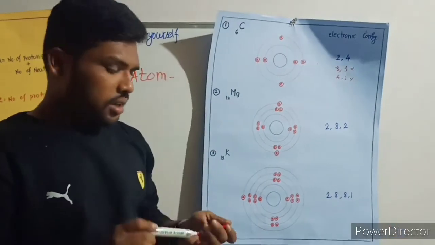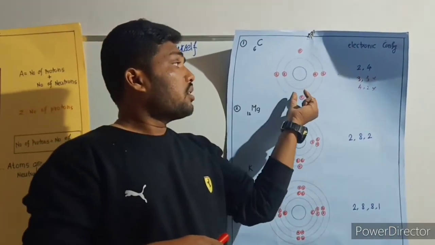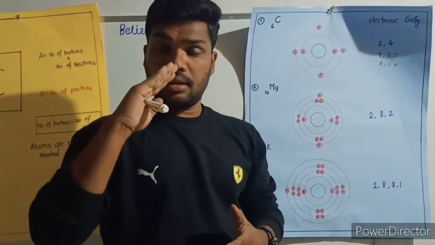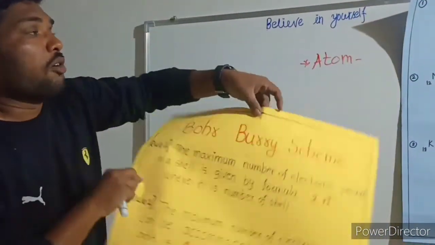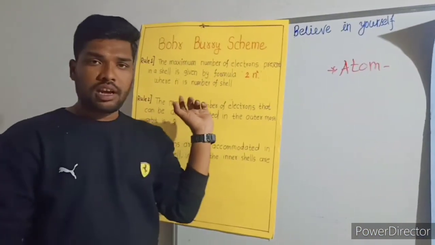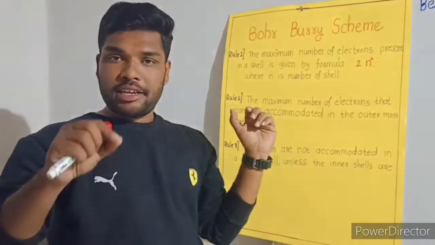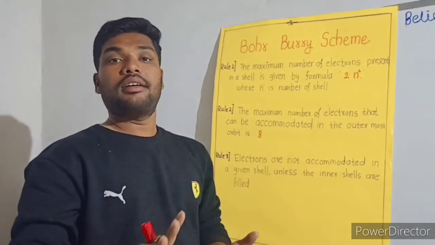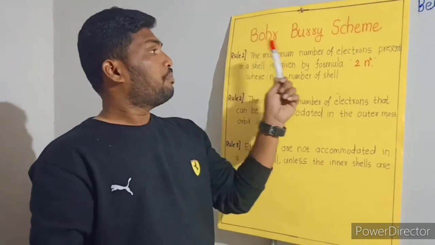You have the question now. Why only 2 electrons in the first cell? The answer is this law, or this scheme. While writing in the exam, you just remember the correct name, Bohr-Bury scheme.